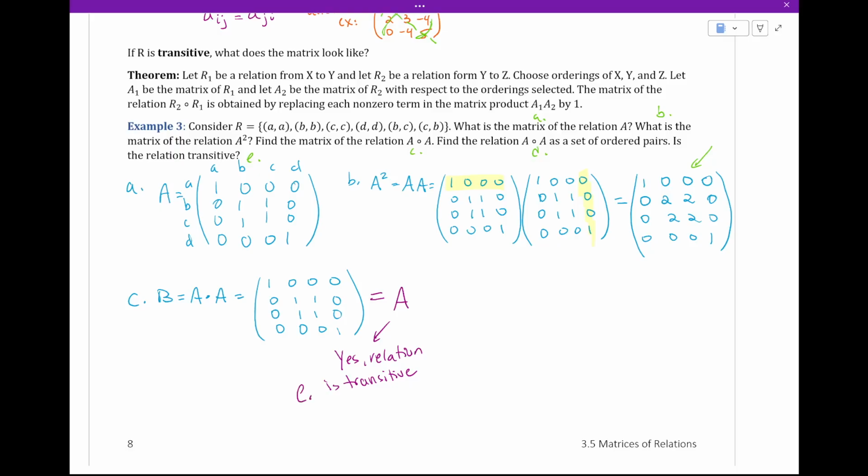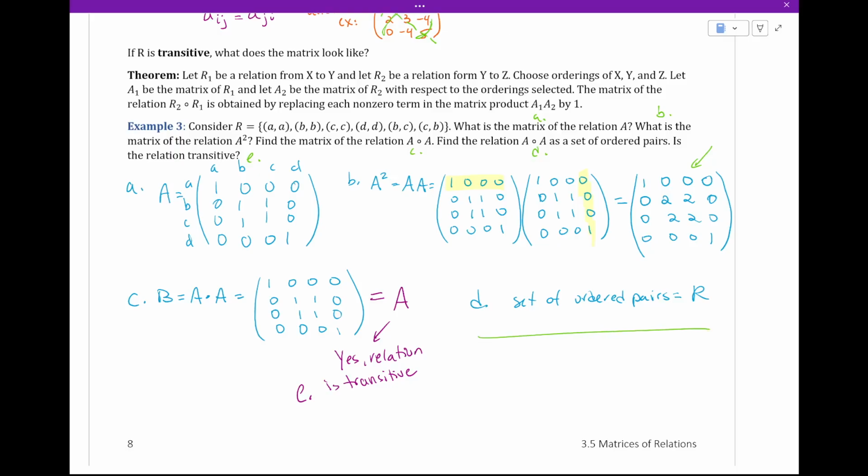That was part E. Sorry, I'm jumping ahead. I skipped part D. Part D is to write all the ordered pairs of B, of this A composed with A. And the set of ordered pairs is equal to R, because this matrix is the same as A, and the set of all the ordered pairs of A was R. That's what we started with. So my set of ordered pairs here is the same thing as R.